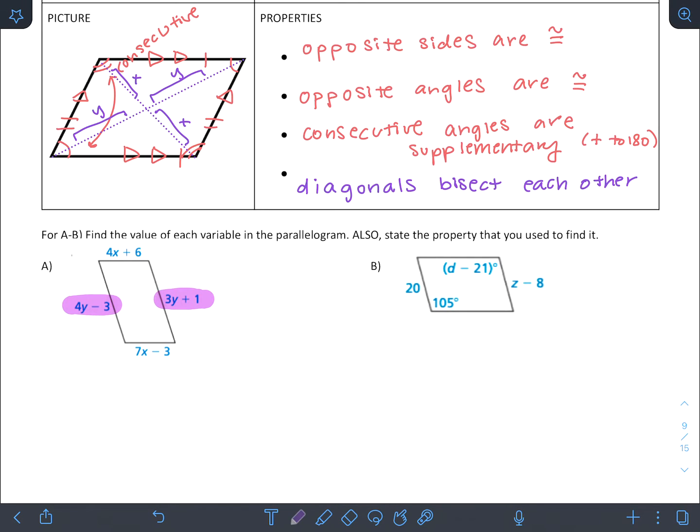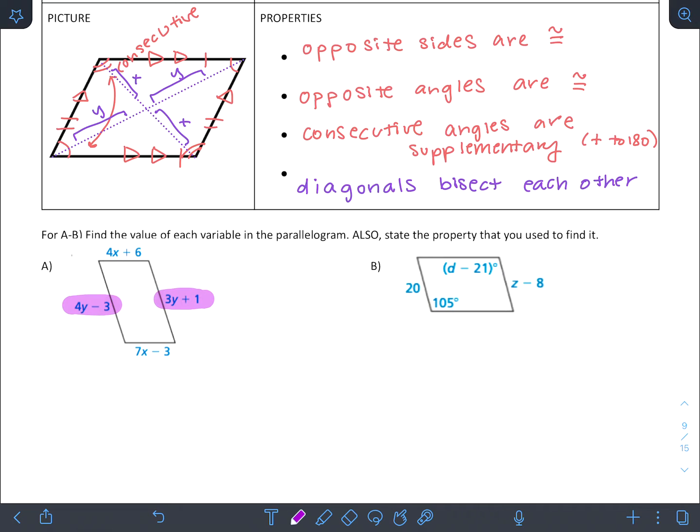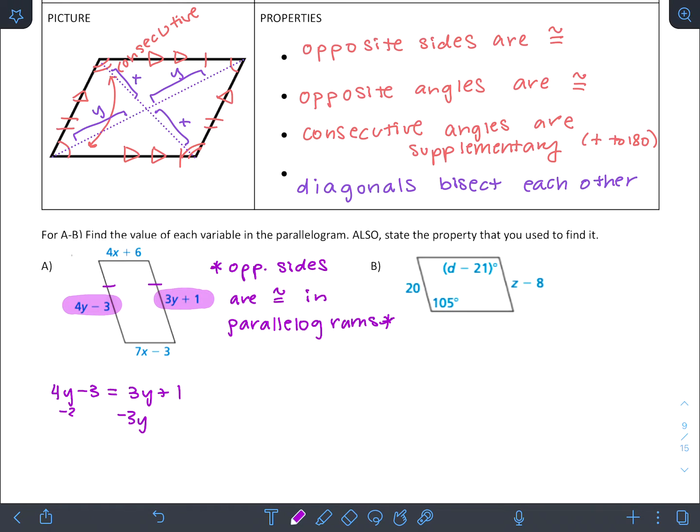Well, one of the properties that we just learned, and it's a property we're going to use a lot, is the fact that opposite sides are congruent in parallelograms. So what I can do, since they're opposite sides, they have to be congruent. I can set those two equations equal to each other and solve. So I'd get 4y minus 3 equals 3y plus 1. I can then move all my variables to one side, so I would subtract 3y from both sides, get y minus 3 equals 1, and then add 3 to both sides to get that y equals 4.